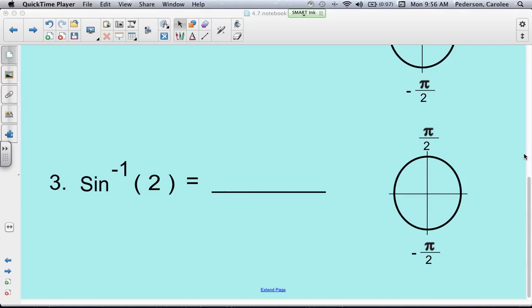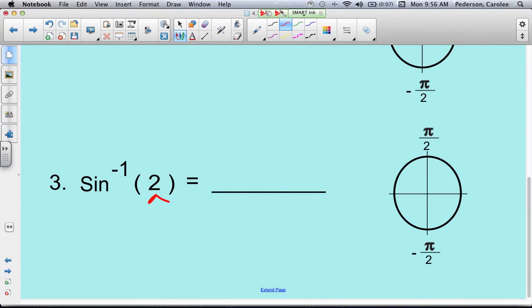The restrictions have to go with the domain. This has to fall between -1 and 1. Does it? No. So this does not exist. So it's not possible to find the sine inverse of 2.